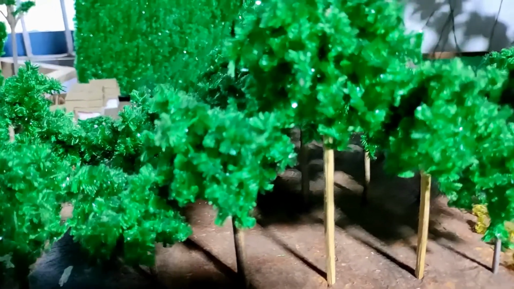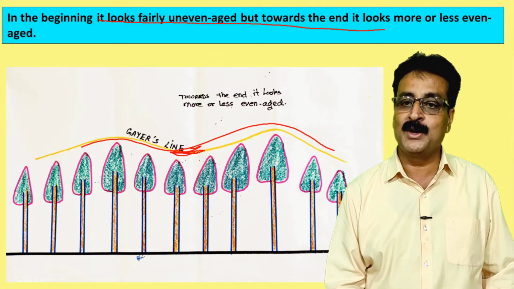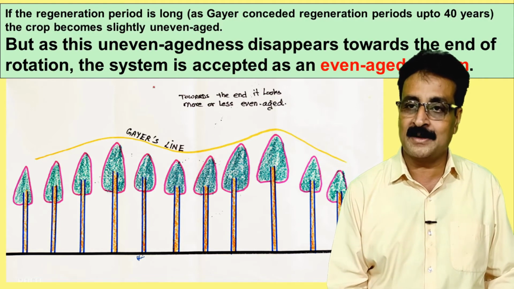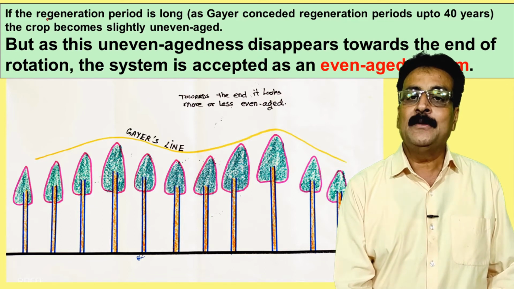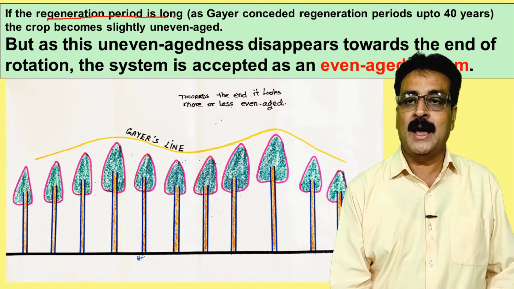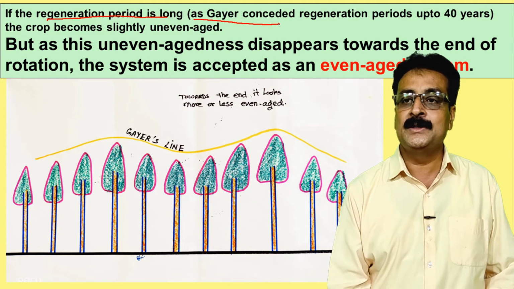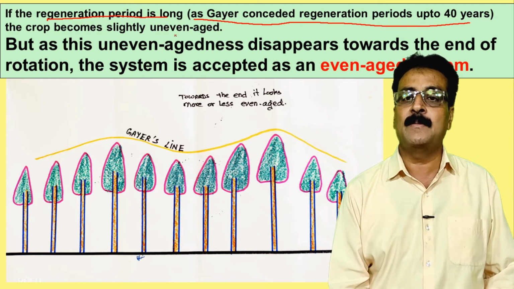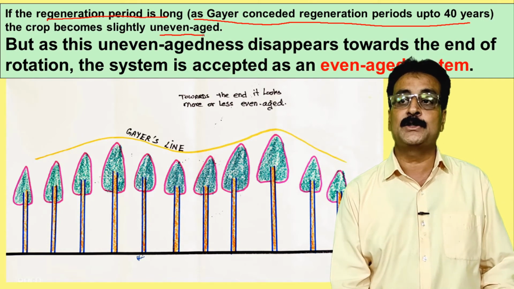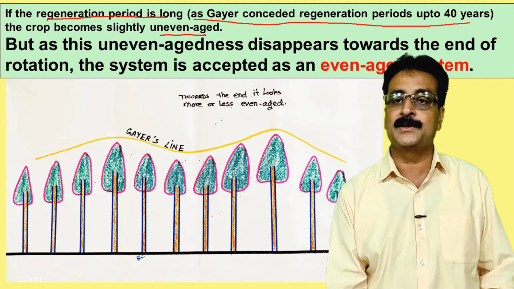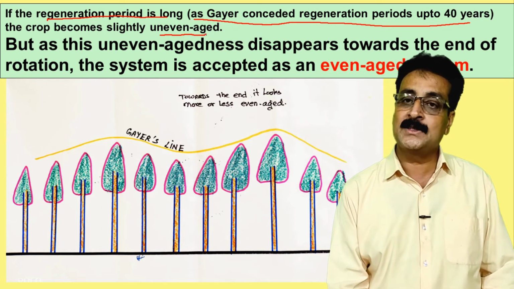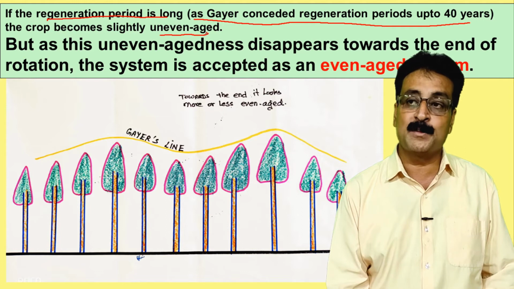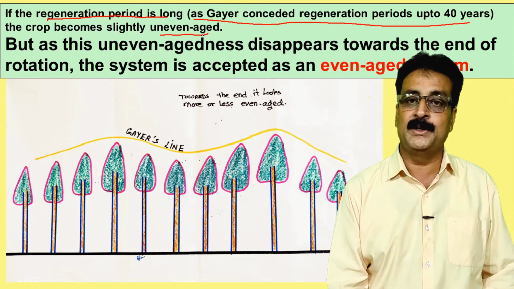Now you can see towards the end this gap has been finished. Those trees are reaching the same height as the other trees there. So if the regeneration period is long, as Gayer considered regeneration period up to only 40 years, the crop becomes slightly uneven edge. If it is beyond 40 years, it becomes uneven edge. That's why this system has been kept to even age, making the regeneration period less than 40 years.